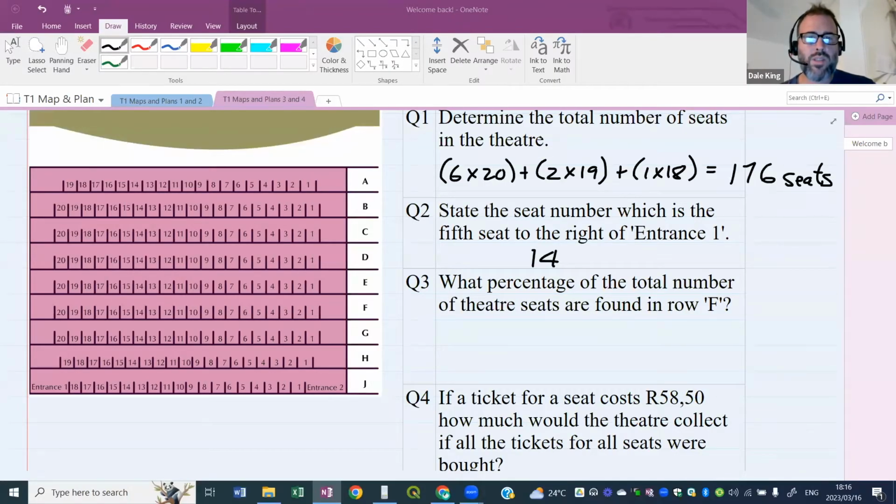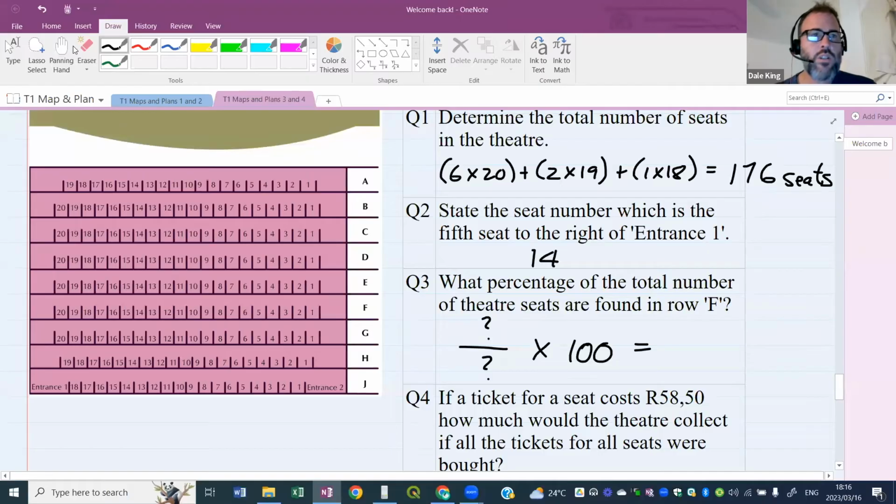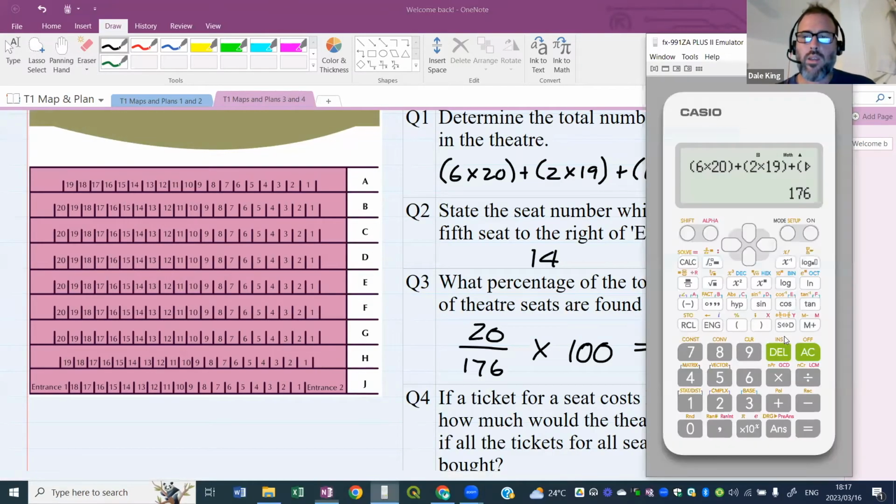Let's have a look. Okay, so percentage is a fraction. We need a fraction with something in the numerator, something in the denominator, and then we're going to times it by 100 to get a percentage. So they want to know what percentage of the total number of theater seats, so the total is 176. What percentage of the total is in row F? Well, how many in row F? We can see there are 20 in row F. So we'll put 20 here at the top and then get our calculators. So we want 20 over 176 times 100.